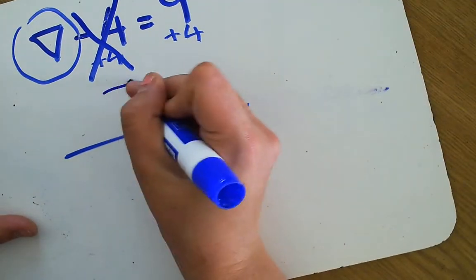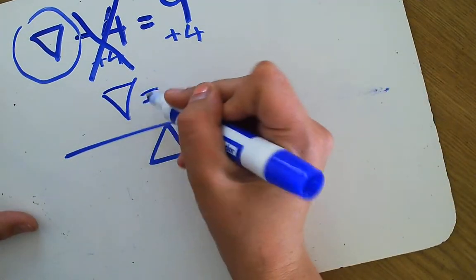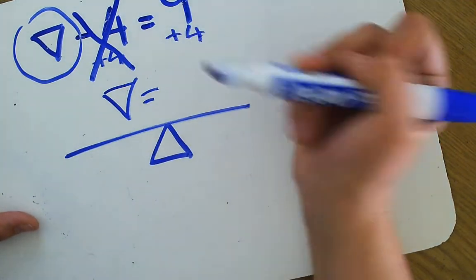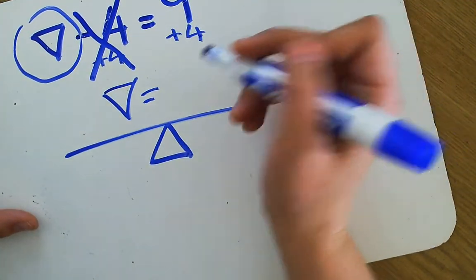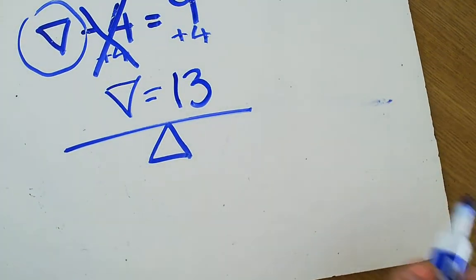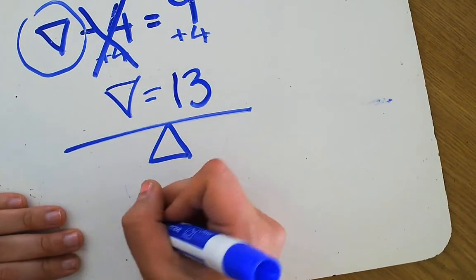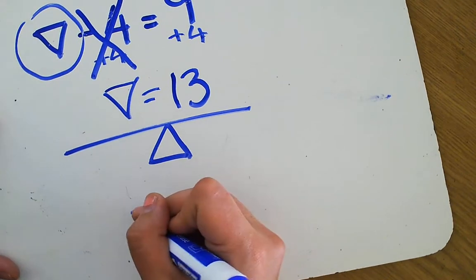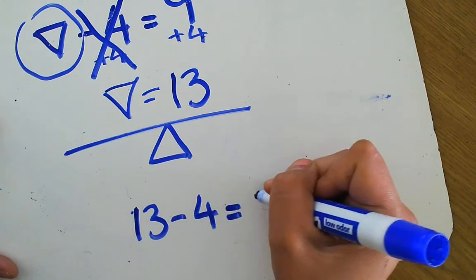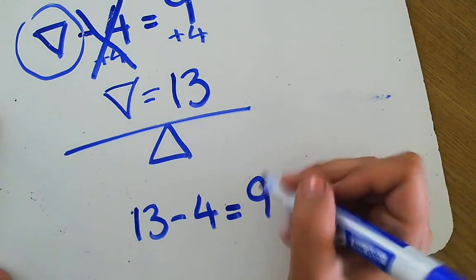So now we have our triangle all alone on the one side, and our triangle needs to equal 9 plus 4. 9 plus 4 equals 13. And again, let's check our math. So plug in that unknown: 13 minus 4 equals 9.